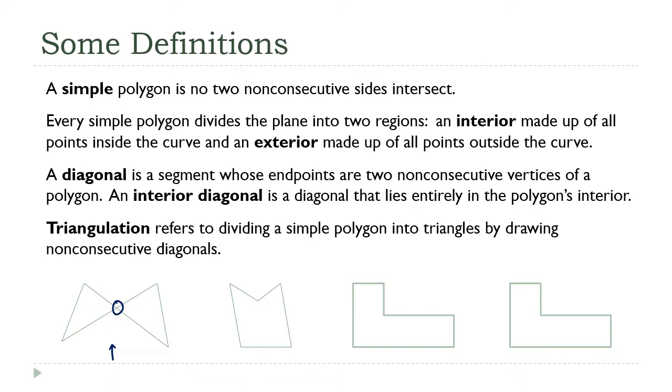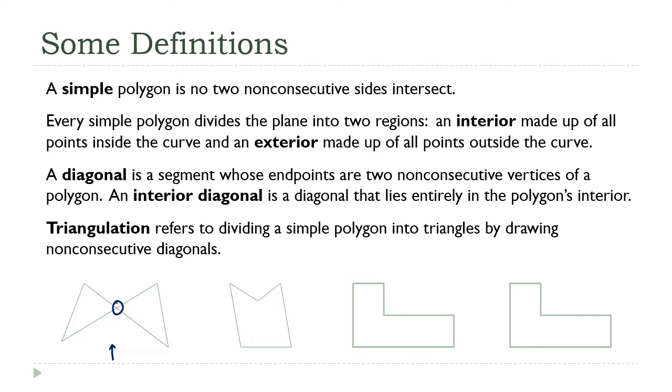Every simple polygon divides a plane into two regions, an inside and an outside. It's pretty intuitive, but honestly, that is a surprisingly difficult thing to prove. But that's a geometry concern we're not going to worry about. We're going to assume that there is an inside and an outside to every simple polygon. A diagonal is exactly what you think it is. It's a segment whose endpoints are two non-consecutive vertices, and an interior diagonal is one that lies entirely in the interior of a polygon. That's all probably pretty familiar so far.